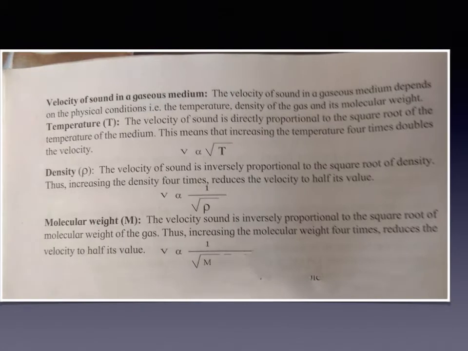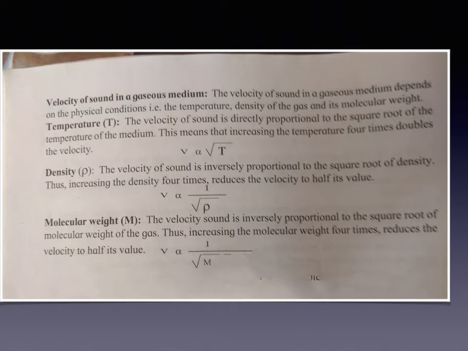Next we shall see velocity of sound in a gaseous medium. The velocity of sound in a gaseous medium depends on the physical conditions like temperature, density of the gas and its molecular weight. If you take temperature, the velocity of sound is directly proportional to the square root of the temperature of the medium. This means that increasing the temperature 4 times will double the velocity.